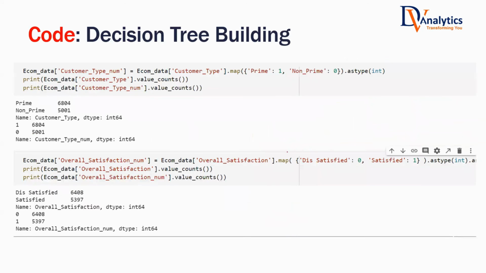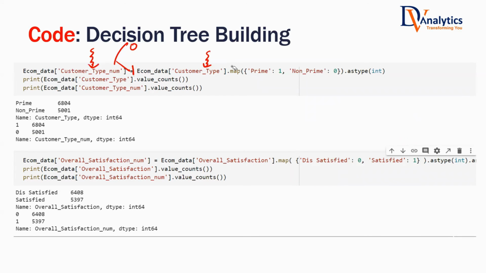Simple. We have the data. Whenever there is prime, we map it to 1. Whenever the value is non-prime, we map it to 0. The original variable is customer type. We try to create a new variable called customer type numeric. What values will this customer type numeric take? Zeros and ones. When the original variable is prime, it will be 1, and when the original variable is non-prime, it will be 0. This is known as label encoding.